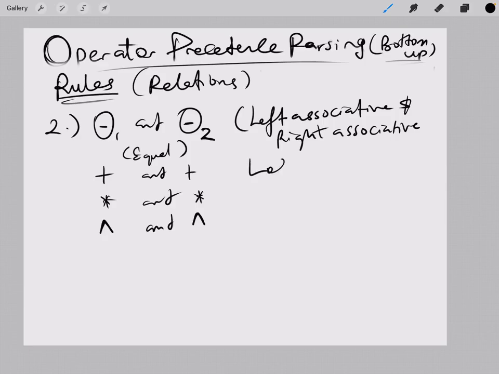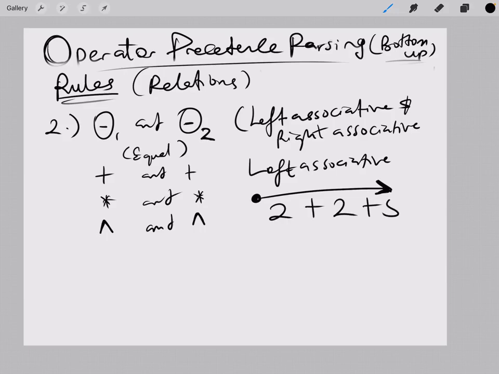Left associative just means that when you are performing the operations, you are going from left to right, from this point to this point. Let me give an example. Let's say you have 2 plus 2 plus 5. You don't do 2 plus 7 and then 9. That's not how you do it. You do this first. We have 4, then we do 4 plus 5, then we have 9. That is left associative.